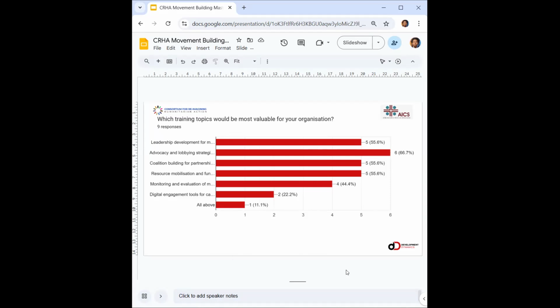Then advocacy and lobbying also had a majority of respondents saying that this also has to be factored in and considered. Then coalition building for partnership, resource mobilization and fundraising, and monitoring and evaluation, which is a key component, because how then do we tell our stories of impact? As we are getting funders and donors to join the bandwagon, where are we getting our data? How are we able to share what we've been able to do so far? And so monitoring and evaluation for movements is a key component that needs to be factored in.